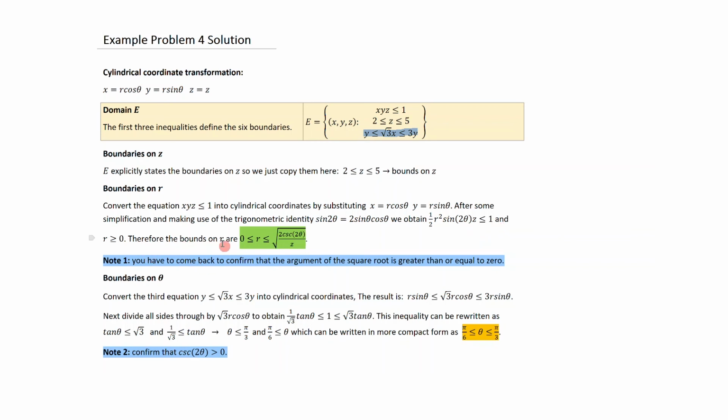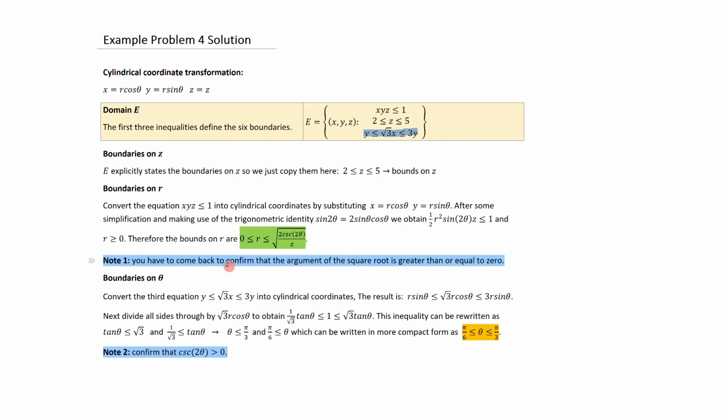Therefore, the bounds on r, the lower bound would be r is 0, and the upper bound can be obtained by basically just dividing through in this expression such that you have only r on one side and then taking the square root. 1 over sine 2 theta is equivalent to cosecant 2 theta. The 2 comes on top and z goes down below. So these are the bounds now on r, but in terms of theta.